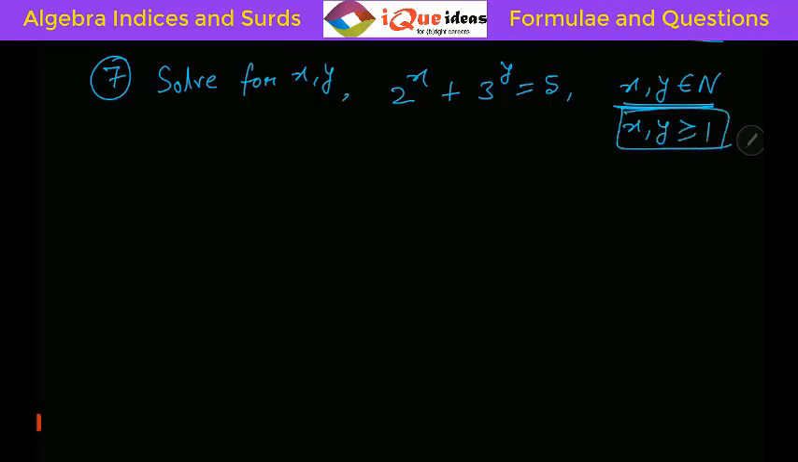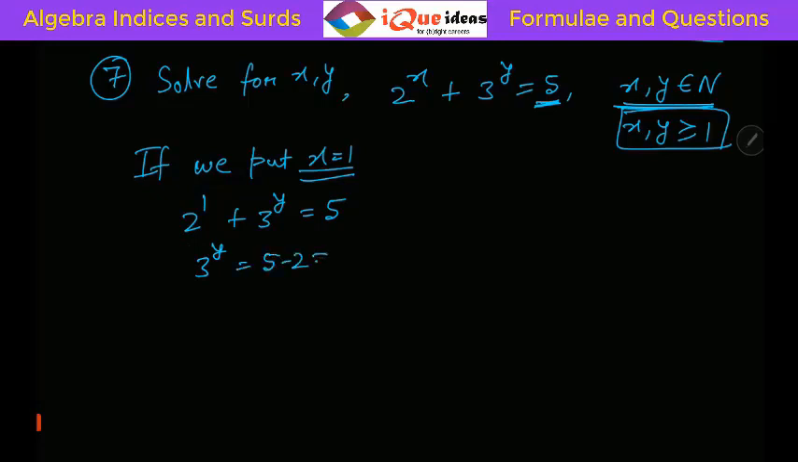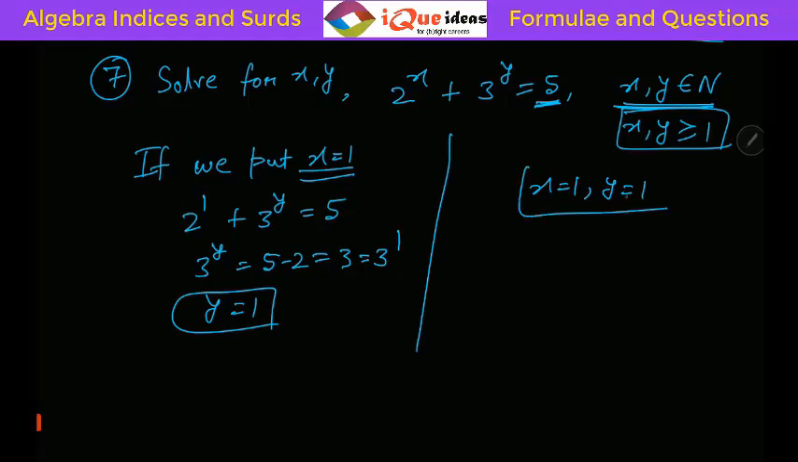Now this is a very easy situation because we have to take the minimum, x equal to 1. I'm saying that because 5 is a very small number, there will not be many possibilities. If you put x equal to 1, the equation will become 2 raised to 1 plus 3 raised to y equal to 5. Now 2 raised to 1 is 2, so 3 raised to the power y will be 5 minus 2, which is 3, which is 3 raised to 1. That means y is also equal to 1. So one solution that we get is x equal to 1 and y equal to 1.